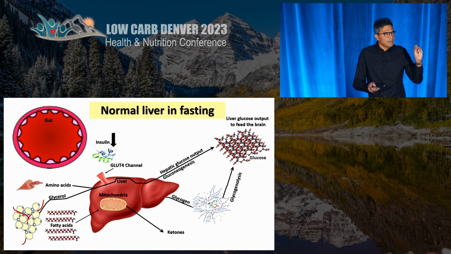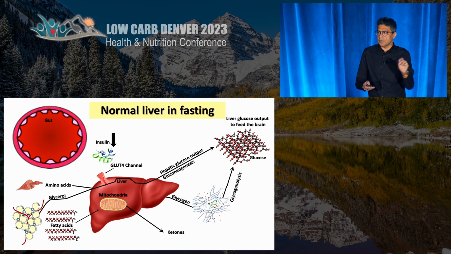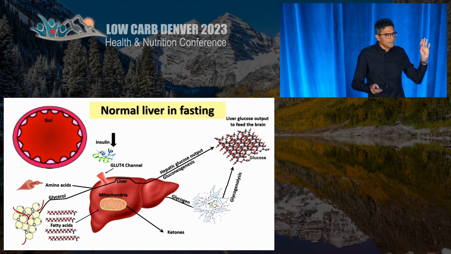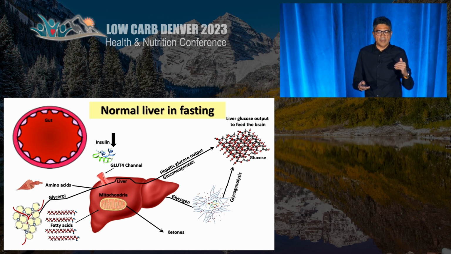And so amino acids from muscle breakdown and glycerol from fat breakdown are converted in the liver through a process called gluconeogenesis to provide what is called hepatic glucose output for the brain. In addition, the fatty acids get taken up by the mitochondria in the liver, and because insulin levels are low when you're fasting, they get converted to ketones, which is fuel for the brain.